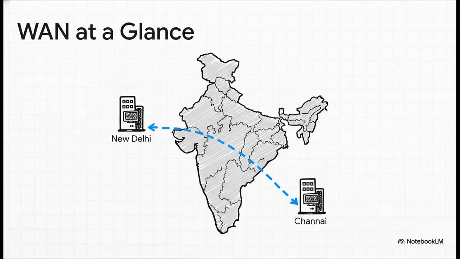Really, the number one thing that defines a WAN is distance. It takes all those smaller LANs and MANs we just talked about and links them together over huge geographical areas. For instance, think about a big company with an office in New Delhi and another one way down in Chennai. A WAN is the magic that lets a computer in one of those offices talk to a computer in the other one as if they were right next to each other, even though they're thousands of kilometers apart.